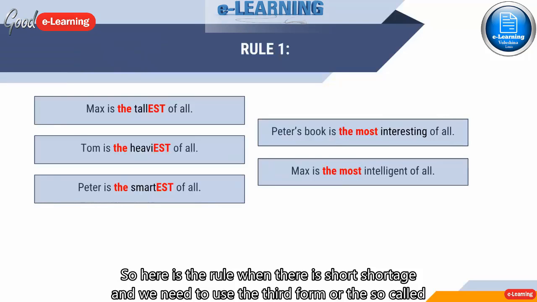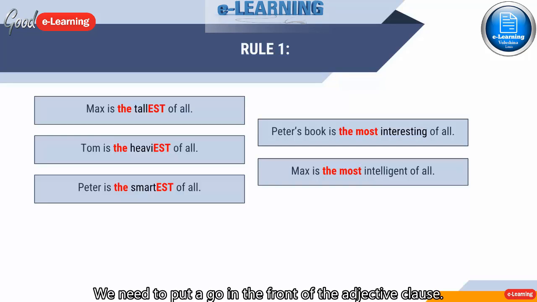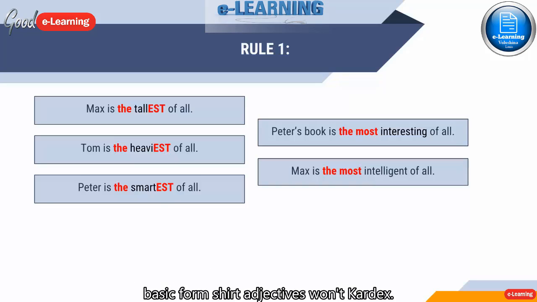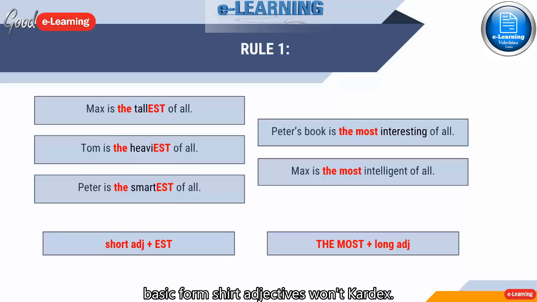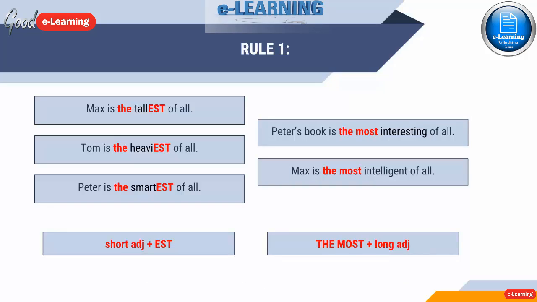So here is the rule. When there is a short adjective and we need to use its third form, or the so-called superlative form, we need to put the in front of the adjective plus -est at the end of the adjective. When the adjective is long, we use the most and after that the adjective in its basic form. Short adjectives, long adjectives. Be careful with this, it's really important in English to understand the logic of short and long in terms of adjectives.